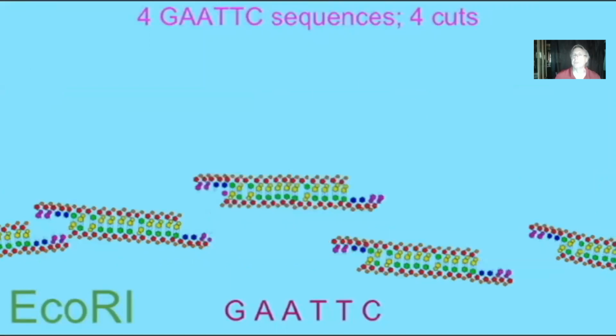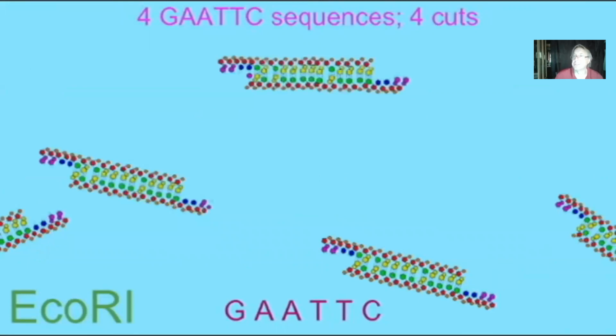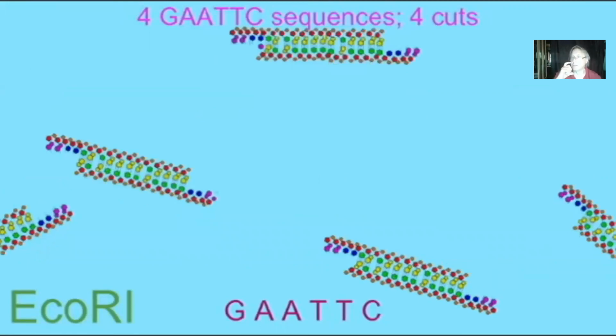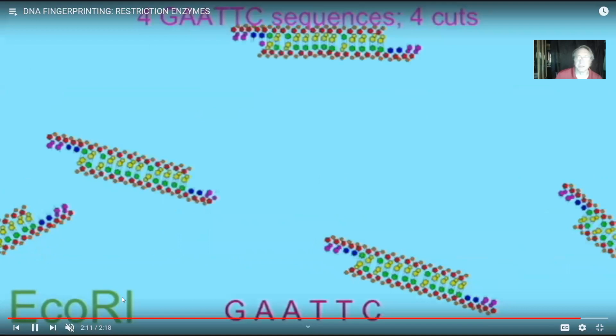And so these restriction enzymes are needed to take DNA molecules, which are simply too long. Chromosome 1 from one of your cells would be that long. That's too long to study. But if you can break it up into pieces, now that changes everything.